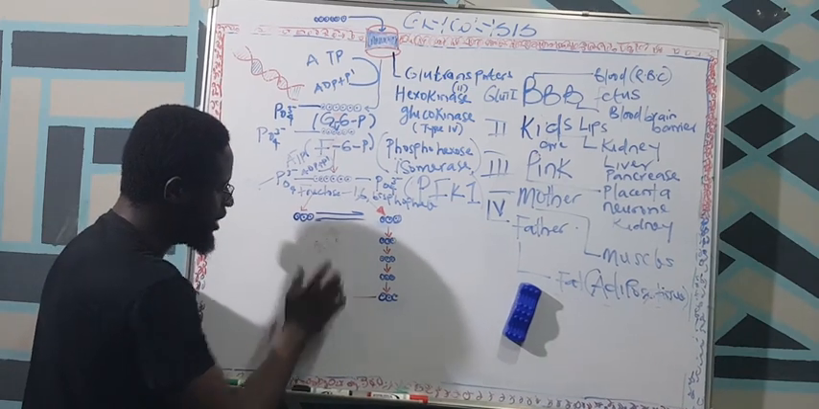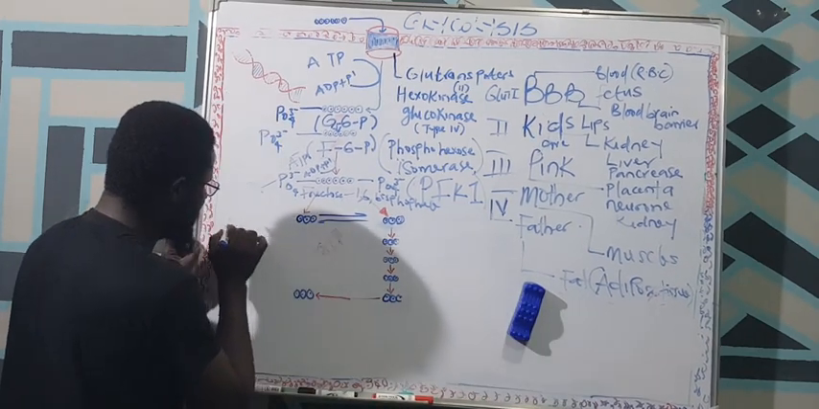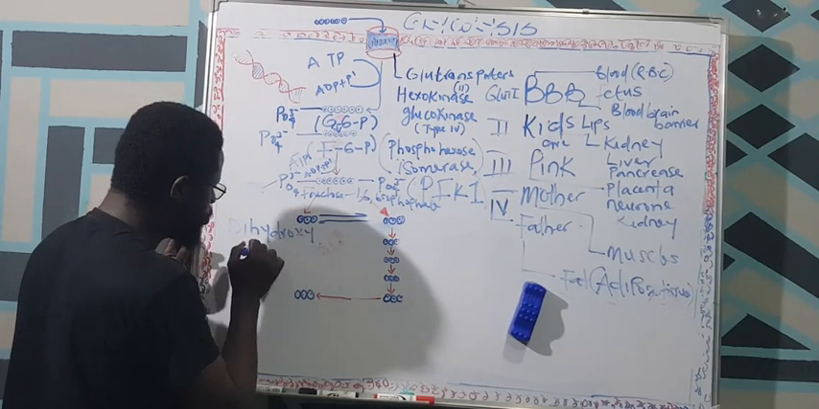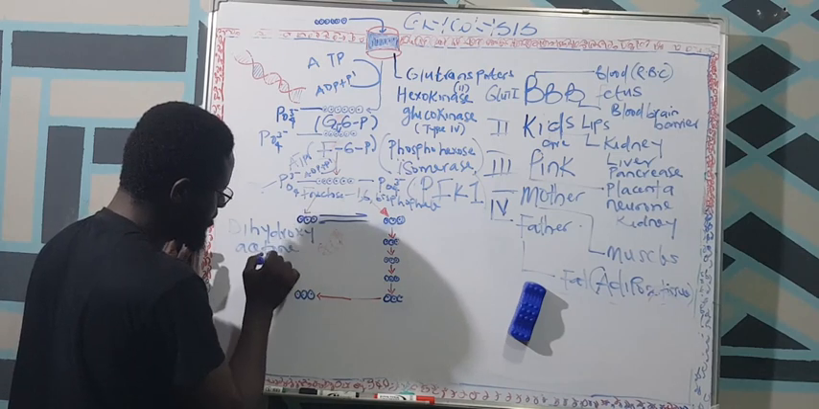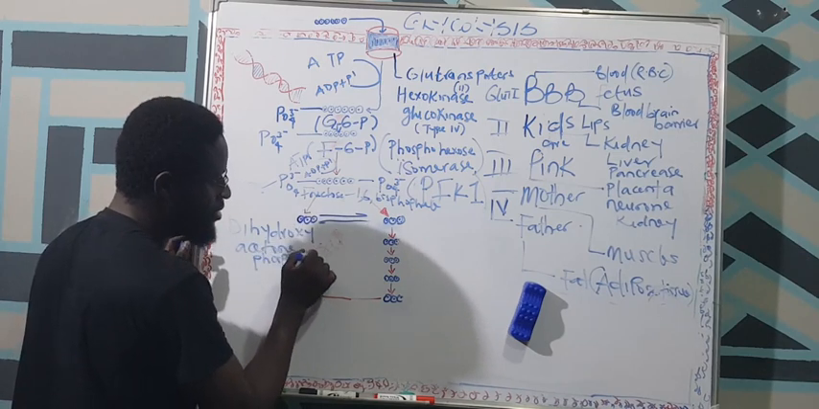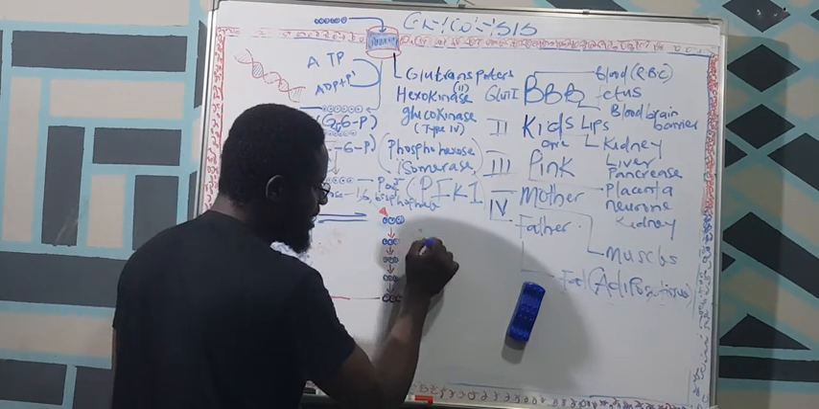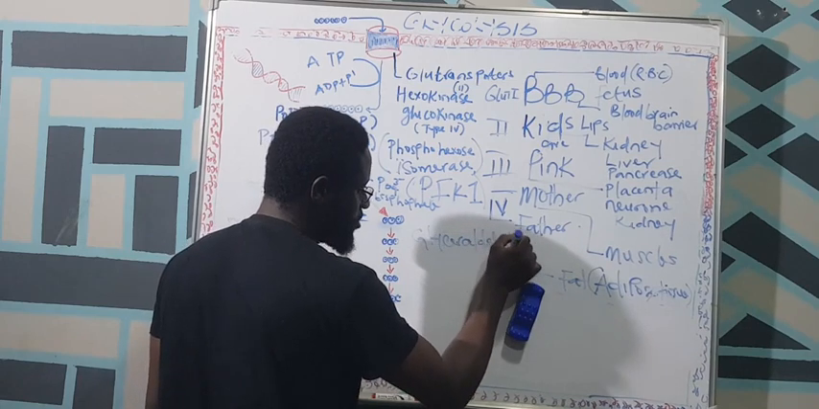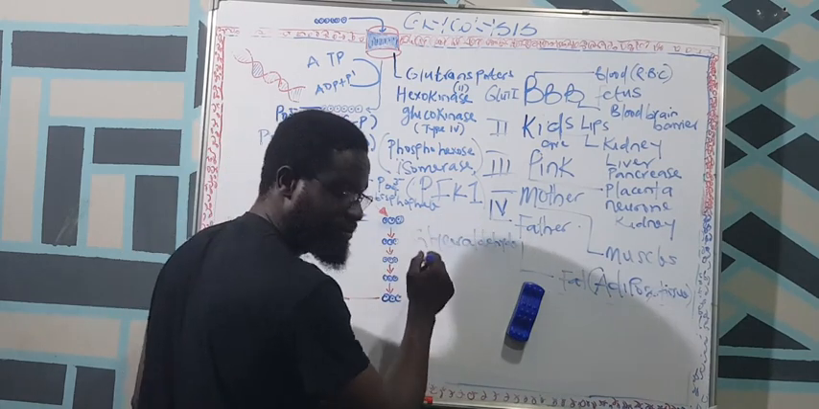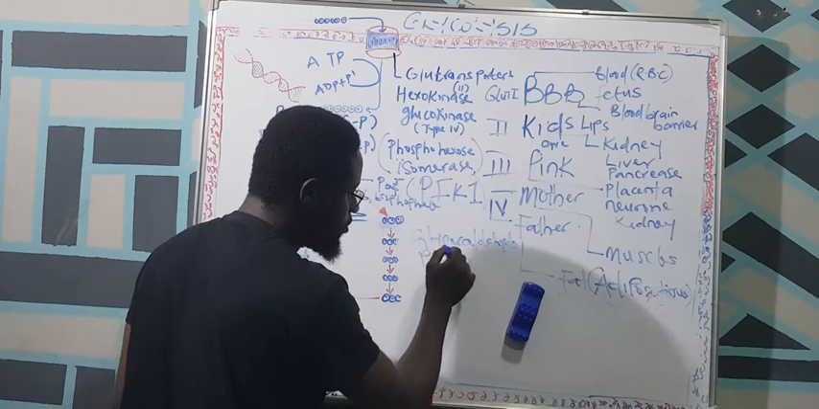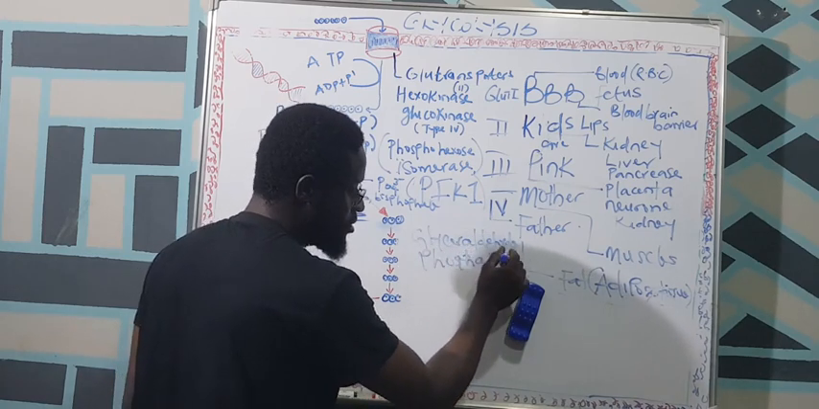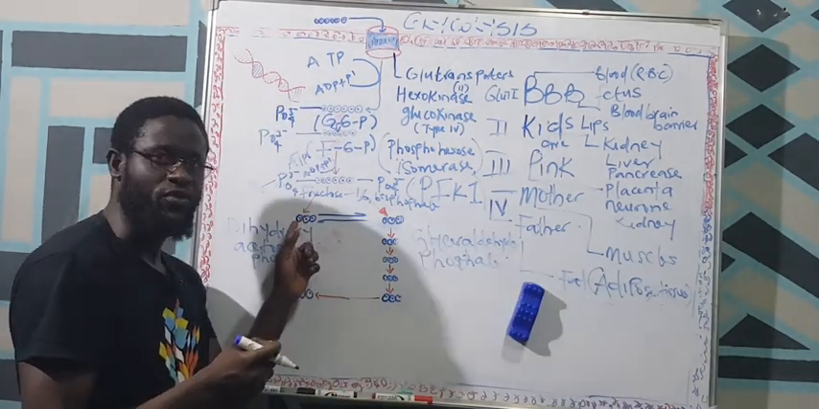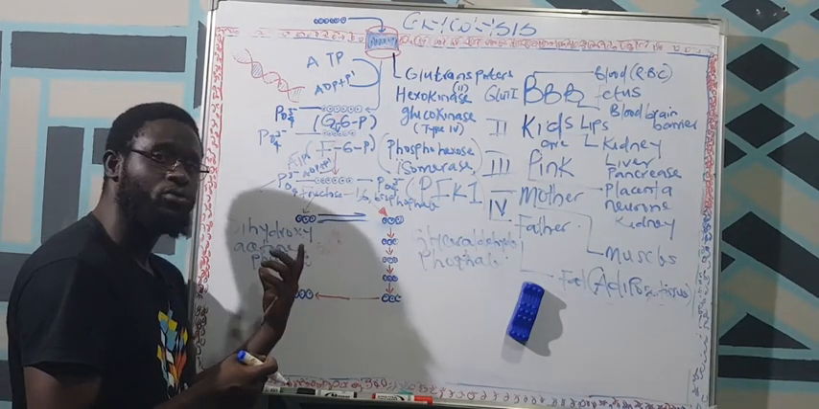The first molecule here is called dihydroxyacetone phosphate, while this is called glyceraldehyde 3-phosphate.